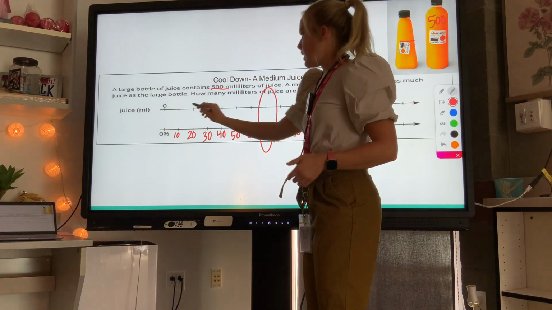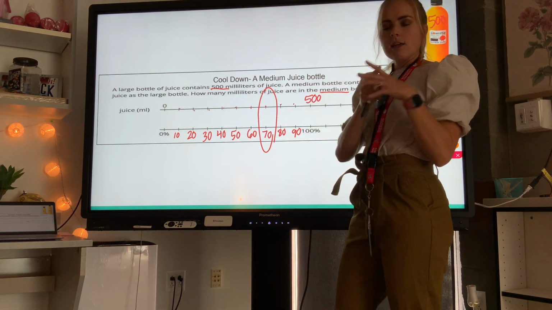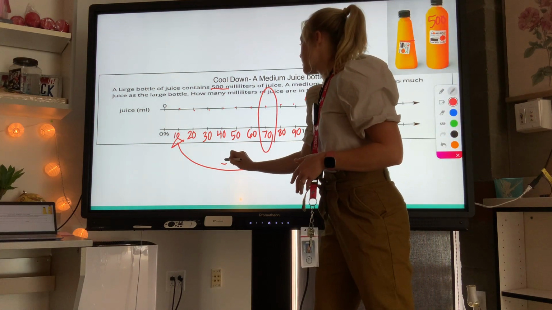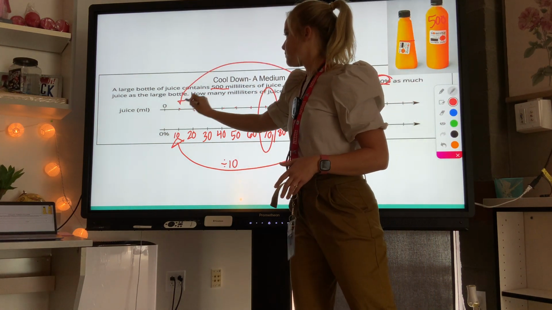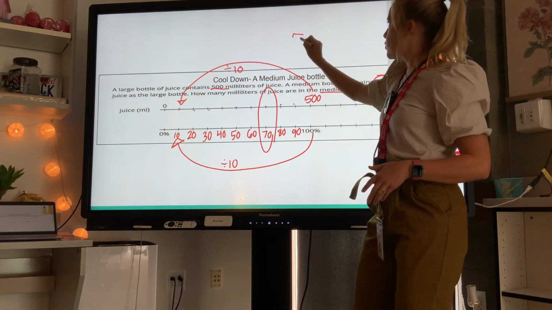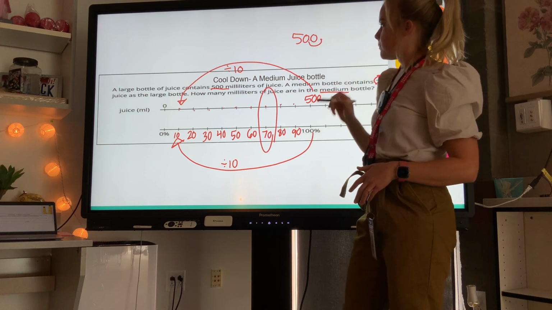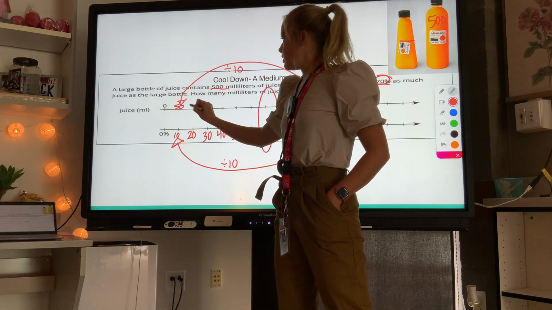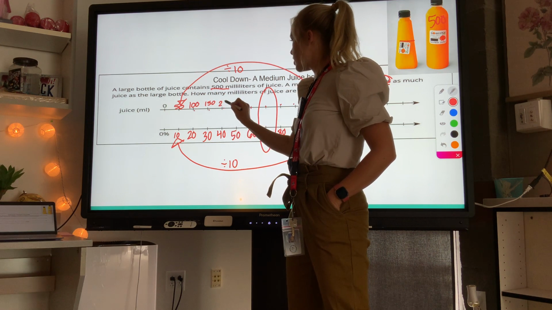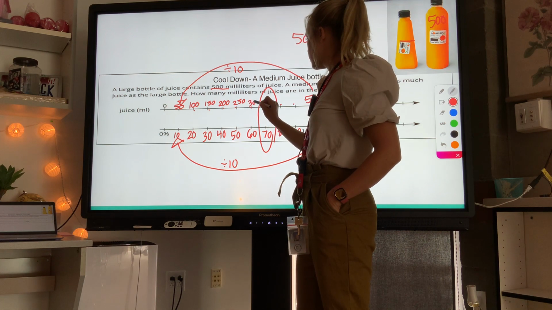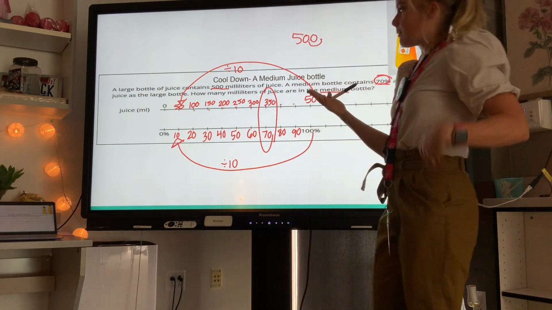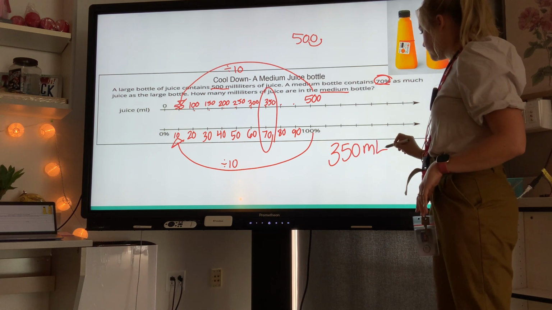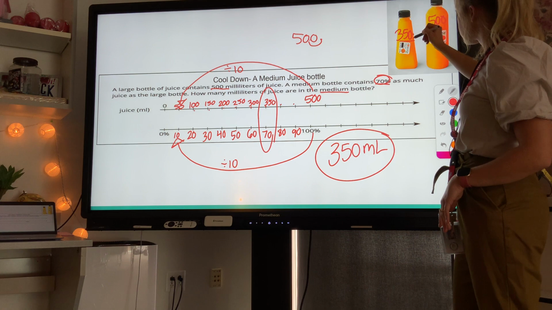So I know I have 1, 2, 3, 4, 5, 6, 7, 8, 9, 10 tick marks to get to 500. So I have to think, okay, 100 divided by what is 10? 100 divided by 10 is 10. So I'm going to divide 500 by 10. Remember, when we divide by 10, we just move the decimal to the left one time. So each one is counting by 50s. 500 divided by 10 is 50. Okay, so let's count by 50s. 50, 100, 150, 200, 250, 300, 350. So that means the medium bottle of juice, I don't even have to keep going, is 350 milliliters. So this medium guy. Okay.